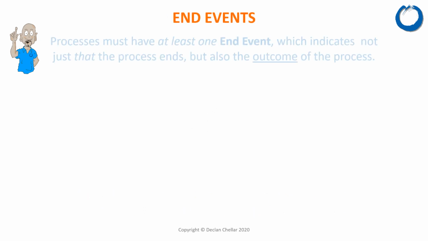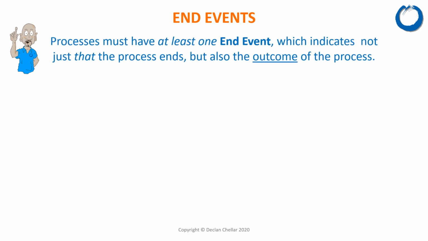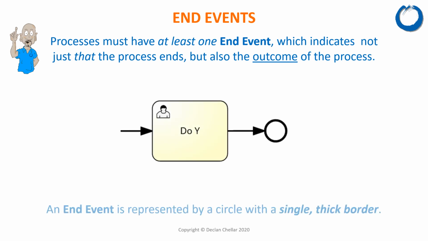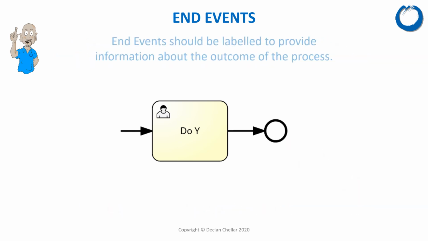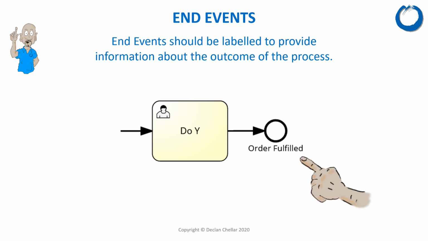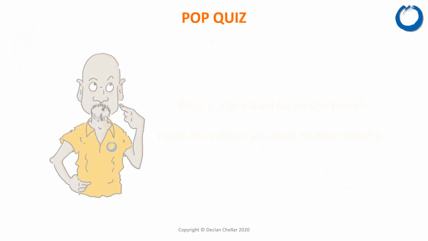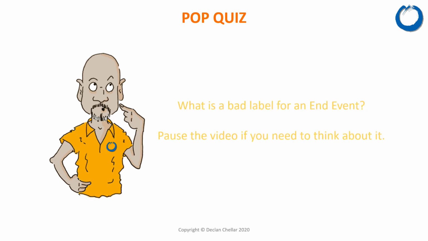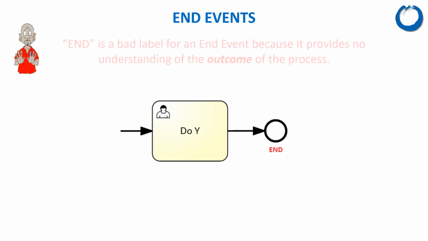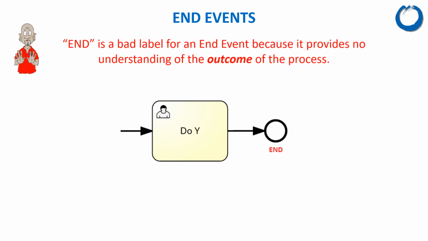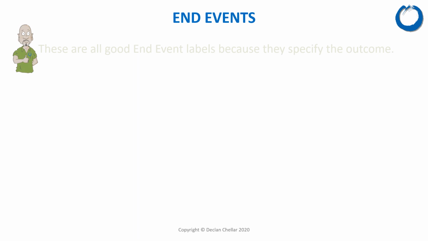Processes must have at least one end event, which indicates not just that the process ends, but also the outcome of the process. An end event is represented by a single thick border. End events should be labeled to provide information about the outcome of the process. What is a bad label for an end event? Pause the video if you need to think about it. End is a bad label for an end event because it provides no understanding of the outcome of the process.